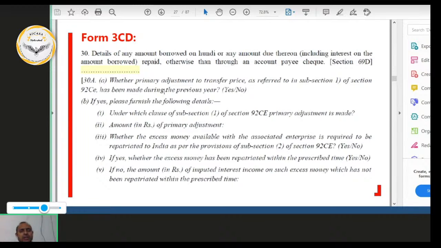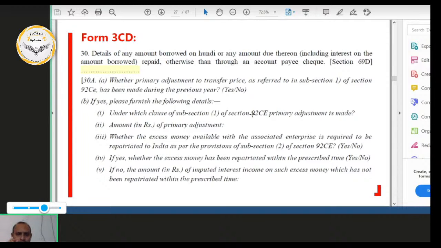Then 30A. What it talks about is whether a primary adjustment to transfer pricing has been made during the previous year. Where there is a primary adjustment, if the answer is yes, then you have to fill clause B, saying under which section the primary adjustment is made and what is the quantum of the primary adjustment, then whether the amount is liable to be repatriated to India. If the answer is yes, how much they are repatriating within the prescribed time, which is 90 days. If no, the amount of deemed interest. So you have to calculate and give.